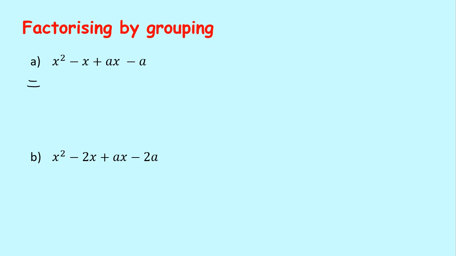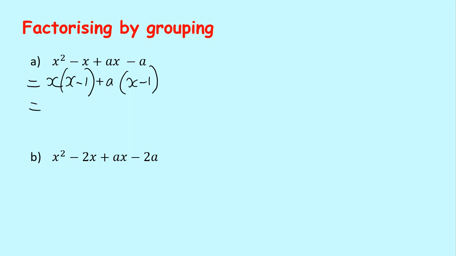In example A, the common factor of the first two terms is x. So we will start by factorizing the first two terms, and this will be written as x bracket x minus 1 bracket. Then we can factorize the third and the fourth terms by taking out the common factor of a, which will give us x bracket x minus 1 bracket plus a bracket x minus 1 bracket.